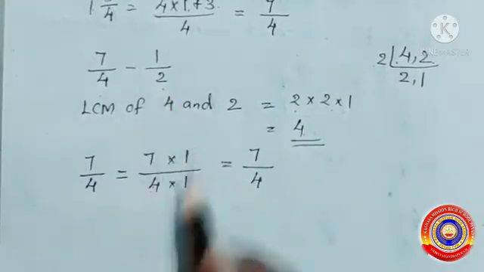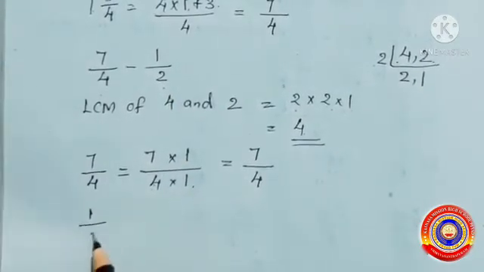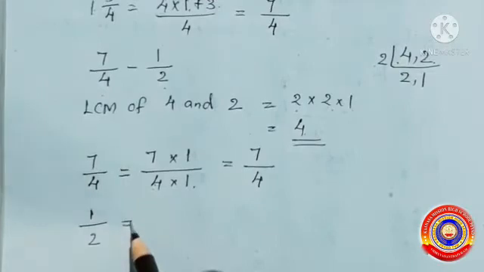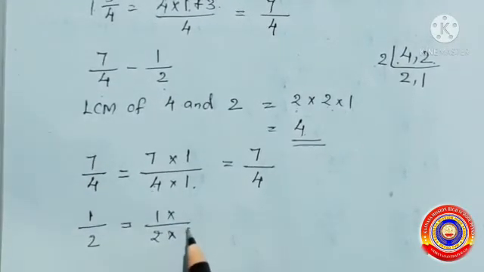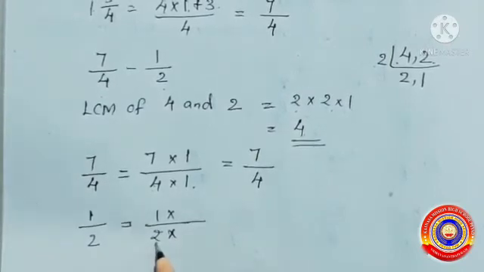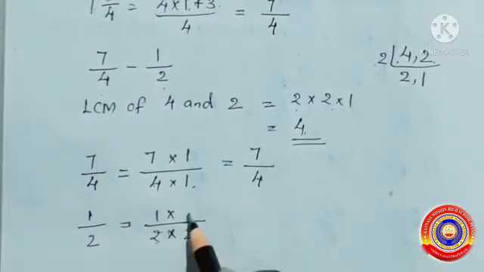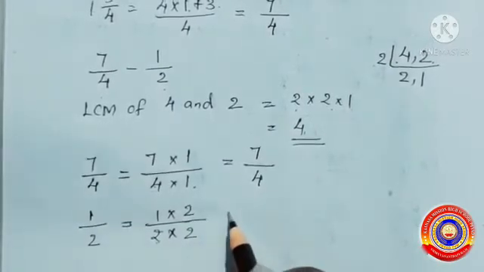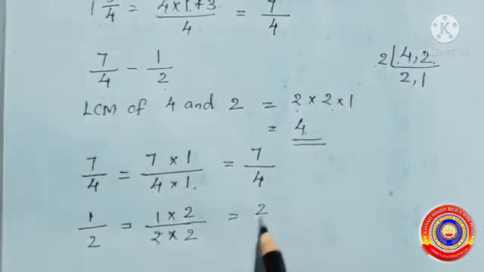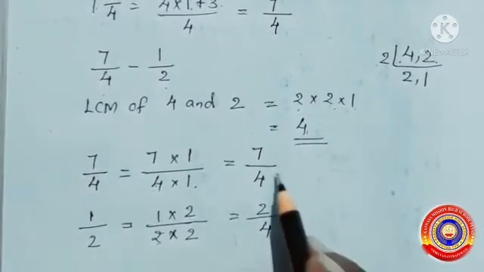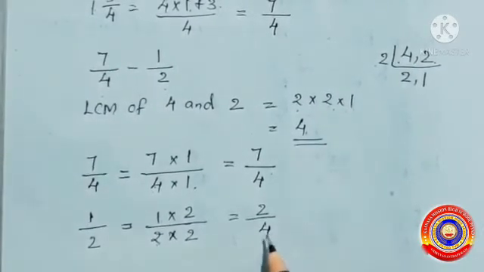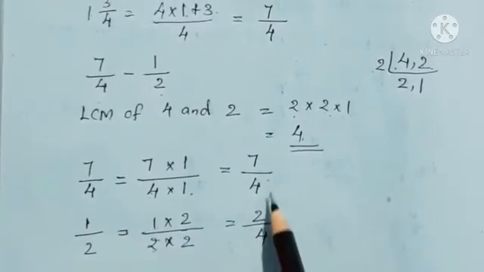Next, 1 by 2 is equal to, here the denominator 2 multiplied by which number gives the LCM 4? 2 into 2 equals 4. Then multiply 2 with the numerator also. 1 into 2 equals 2 and 2 into 2 equals 4. Now we got the two like fractions 7 by 4 and 2 by 4.